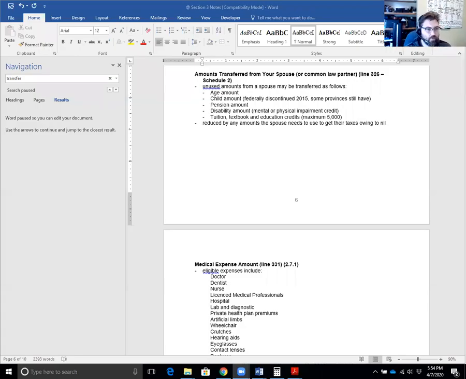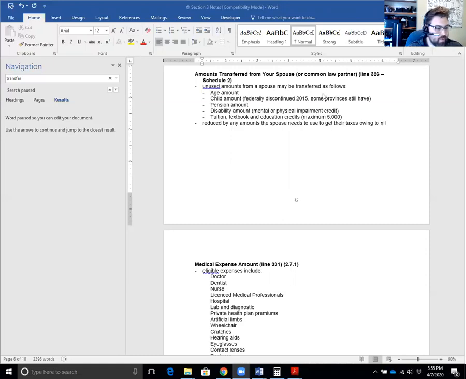Hello, finance accounting students. What we're going to take a look at now is amounts transferred from your spouse. These would be amounts for tax credit purposes that you or your spouse couldn't use to further bring your taxes down to nil because you already brought them down to nil. So you've got these tax credits that are being unused. In other words, you could have used them if your income was higher.